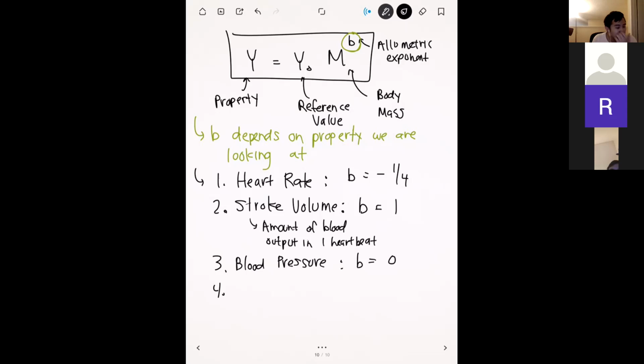All right. And the last one that we'll talk about before we do an example is vessel diameter.